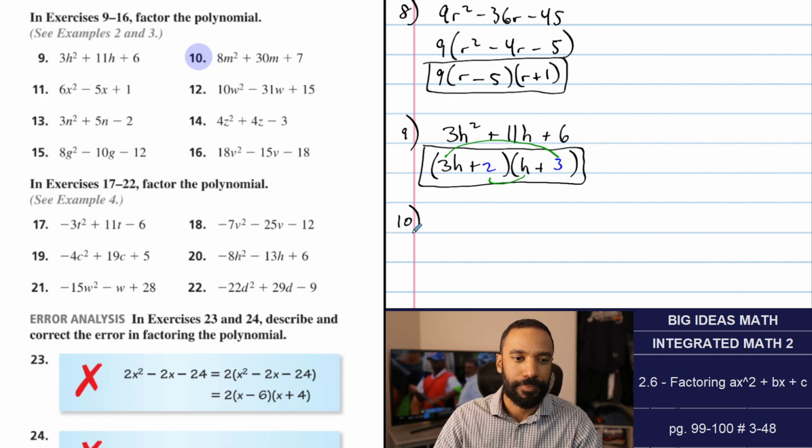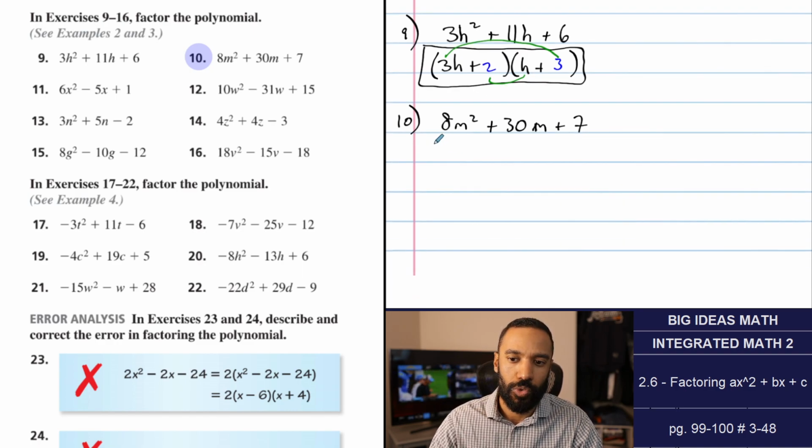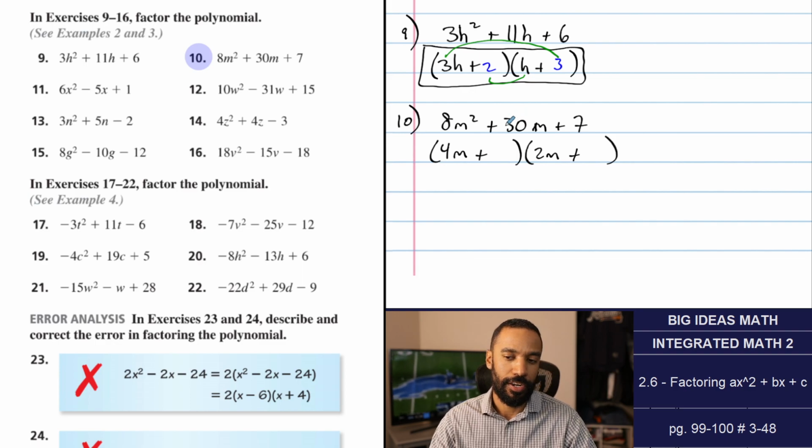Okay, number 10. We have 8m squared plus 30m plus 7. Time for some of my strategies to come into play. I know this will be some form of 4m times 2m. You might say, why not 8m times 1m? Because 4 and 2 are even numbers. And with 7 having only, by the way, no GCF, with 7 having only odd factors in it, the only possibility of getting an even number here is from some even plus even. I need to get to 30, which is pretty big.